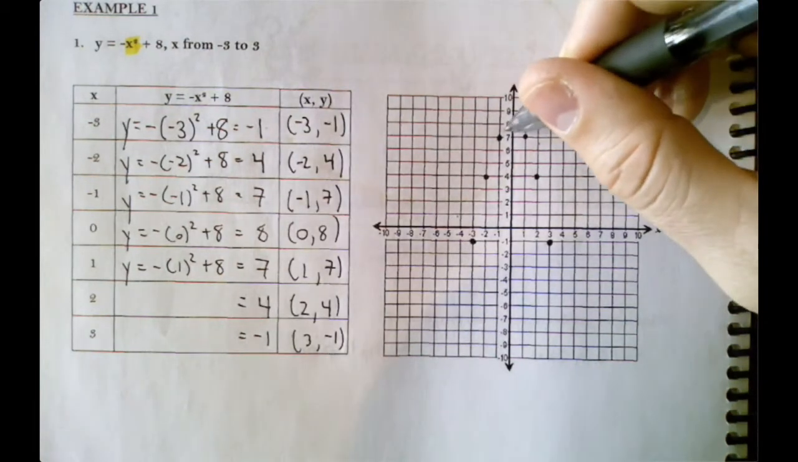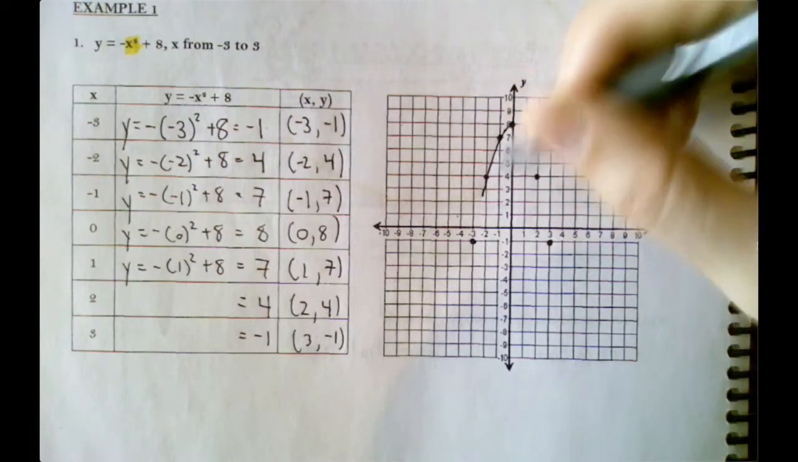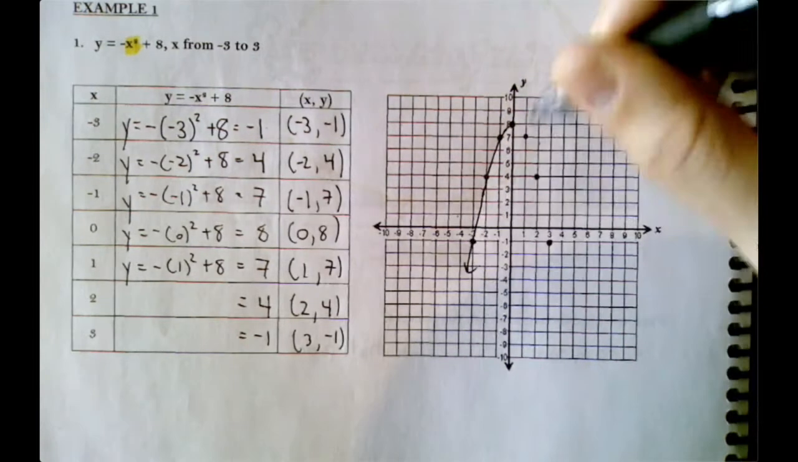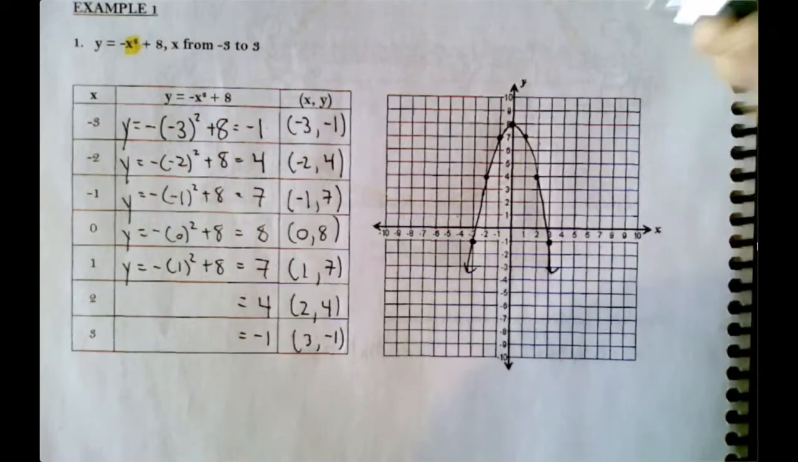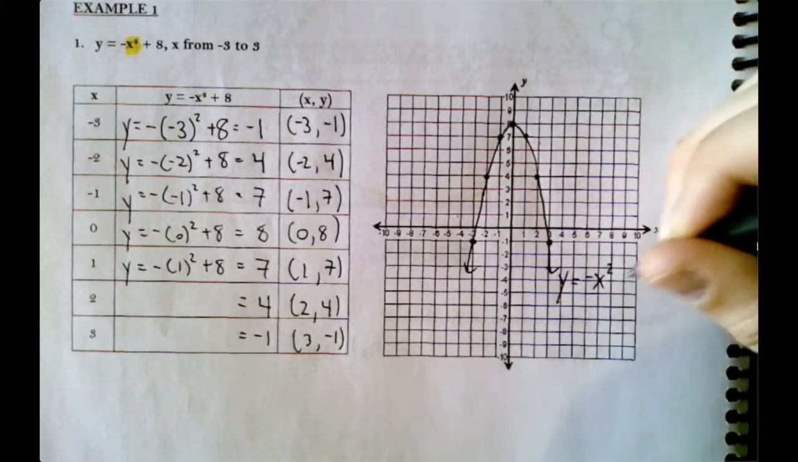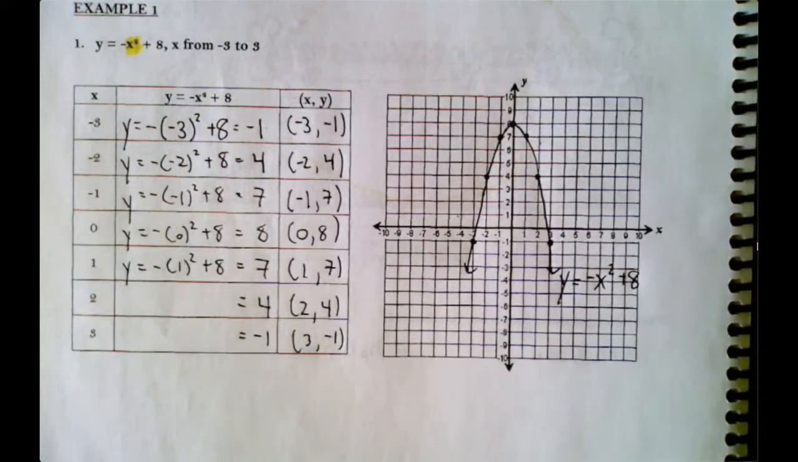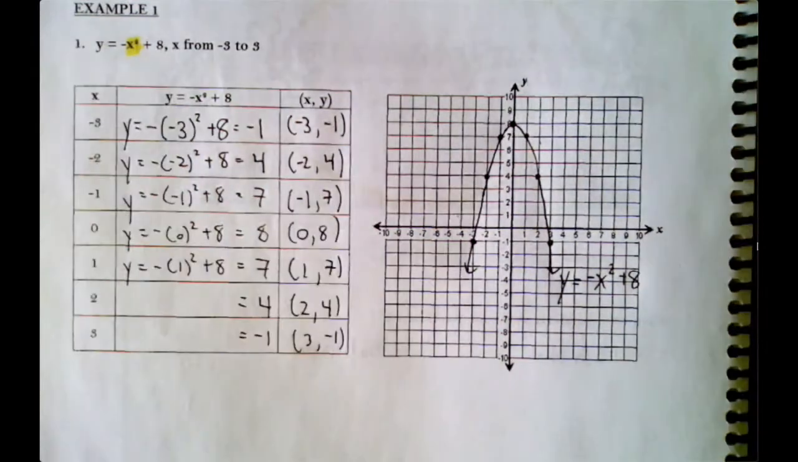So this parabola is going the other way. Extend it a little bit past our last dot. This parabola is going down. And there we have it. Negative x squared plus 8 goes down. And what we're going to realize in a little bit is that the sign in front of the x squared will tell you which way your parabola is going to open.